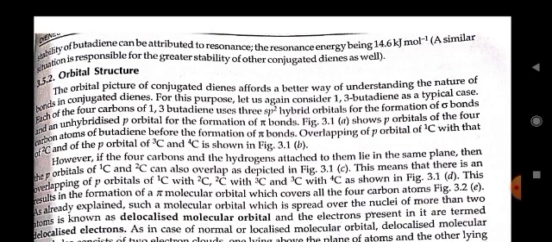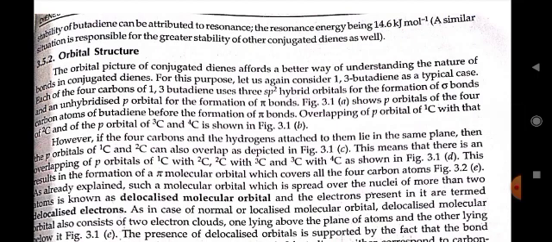Overlapping of p orbitals of 1 carbon with that of 2 carbon, and of the p orbital of 3 carbon and 4 carbon, as shown in figure 3.1b. However, if the 4 carbon and the hydrogens attached to them lie in the same plane, then the p orbital of 1 carbon and 2 carbon can also overlap, as depicted in figure 3.1c.